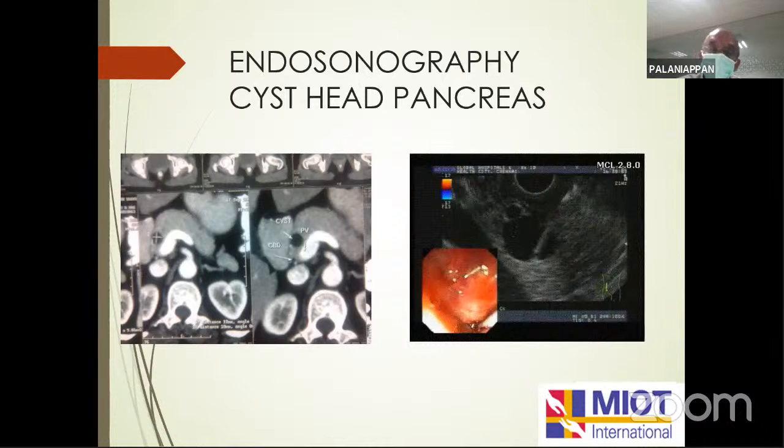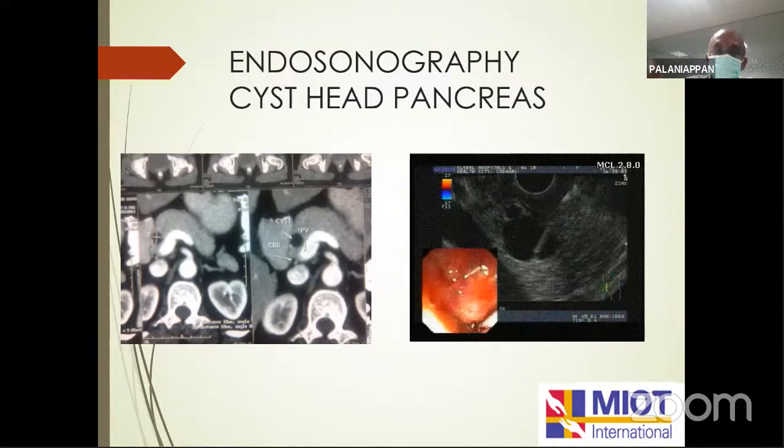CEA, which was high in the previous case, in this case was normal. Cytology was negative. We told her that it is a benign cyst, just forget it, no need to worry about that at all. Because we know a cyst in the head of the pancreas, or a cyst in the pancreas, can range from a benign condition to malignancy. It can be anything.